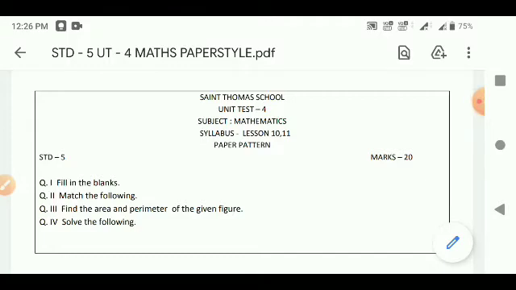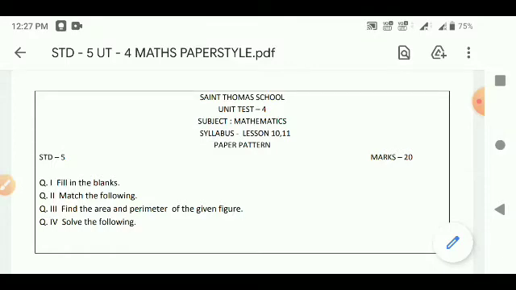Today we will see the syllabus and paper pattern for the unit test 4 and then we will do the revision. Here the syllabus is lesson number 10, tens and hundred, and lesson number 11, area and its boundary. Now we will see a paper pattern.